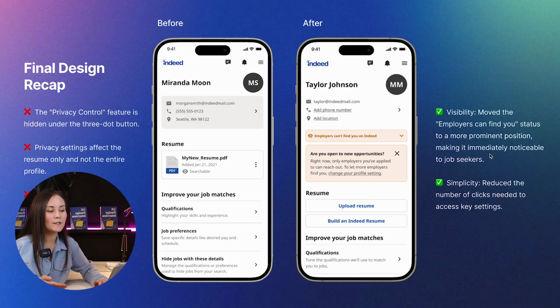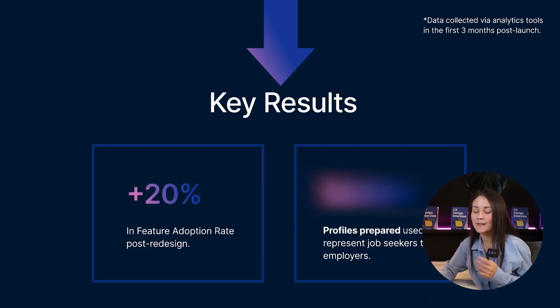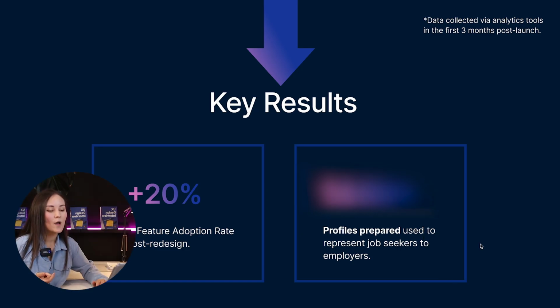So what's changed? The employers can find you status was moved to a more prominent position on the first level of the profile page, making it immediately noticeable to job seekers. It simplified and reduced the number of clicks needed to access key settings. And next, I also had the data from UX research, and I'm showing this data on my last slide here. I had an improvement of 20% in feature adoption rate post redesign, because previously people didn't see this feature and they didn't use it. And this milestone prepared for profiles. Million profiles used to represent job seekers to employers.